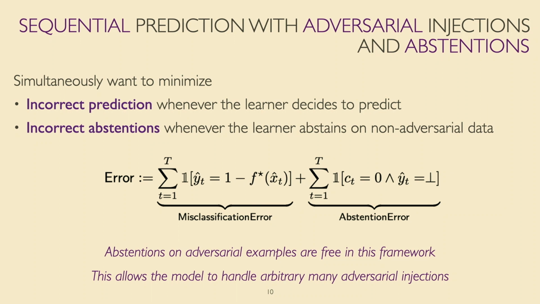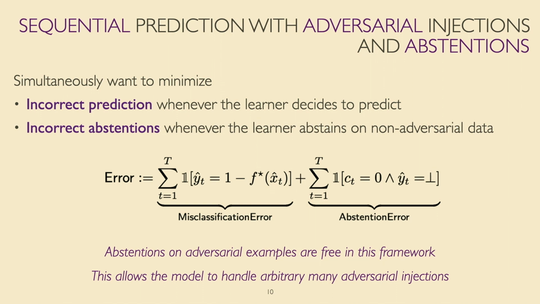And again, as you said, here abstentions on the adversarial examples are free in this framework, which is why it allows you to handle arbitrarily many adversarial injections, because you're not really being charged for that. Of course, if you didn't want to use an abstention, you could just flip a random coin and give the output. You would get an additive error in the number of corruptions that exist in the model.